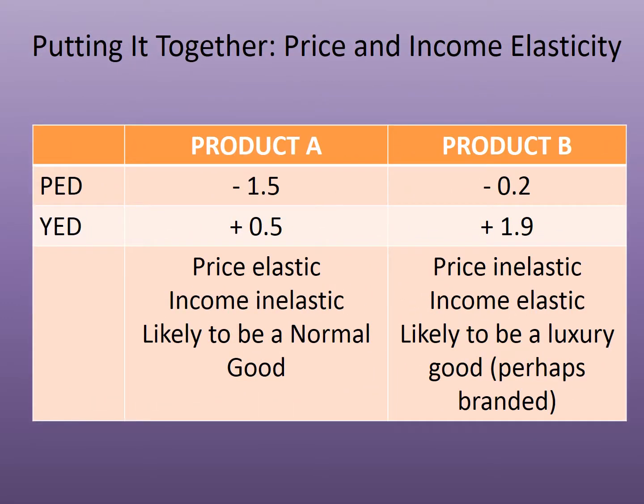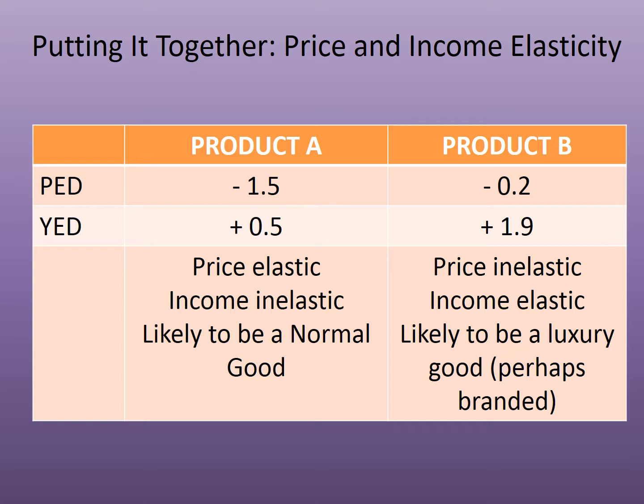So when you put it together and actually look at it, you might get something like this in an exam where it'll say product A and B, and then it'll give your price elasticity and income elasticity. And you need to combine them and say, well, what kind of product is this? So if we look at the PED, it is minus 1.5, meaning it is price elastic, which means that it is sensitive to changes in price.